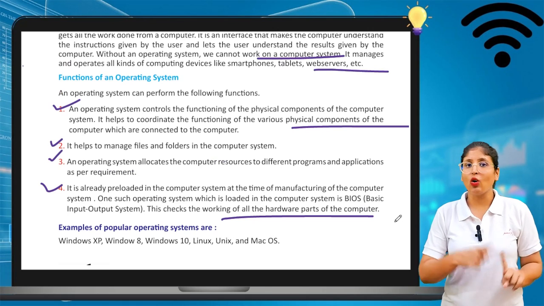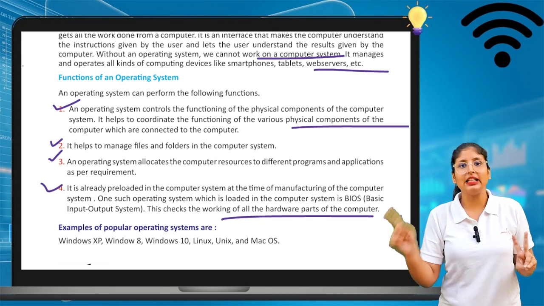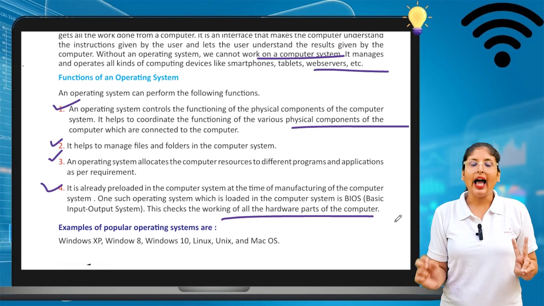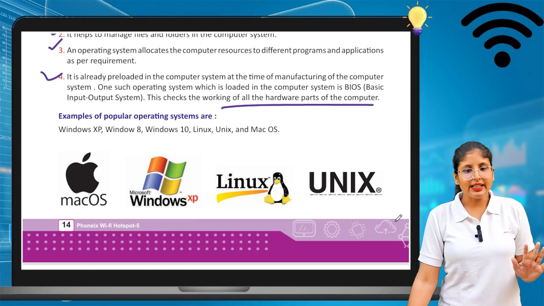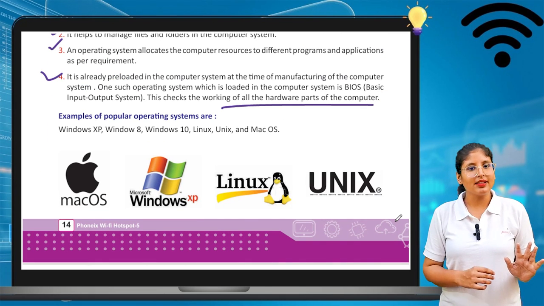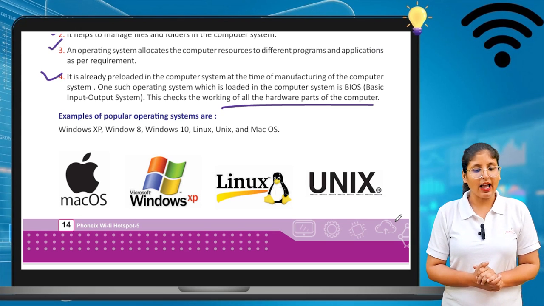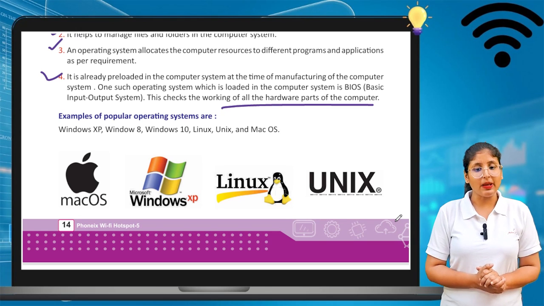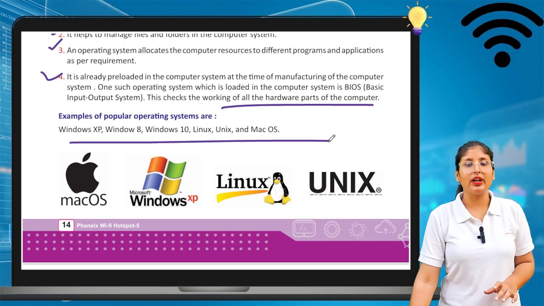They can check whether all the parts of the computer are working properly or not. They are able to manage your files and folders on the computer, and this is what an operating system does. So let's see some examples of operating systems. Examples of popular operating systems are Mac OS, Windows XP, Linux, and UNIX. Okay, Windows 10, Windows 8, Windows 11.